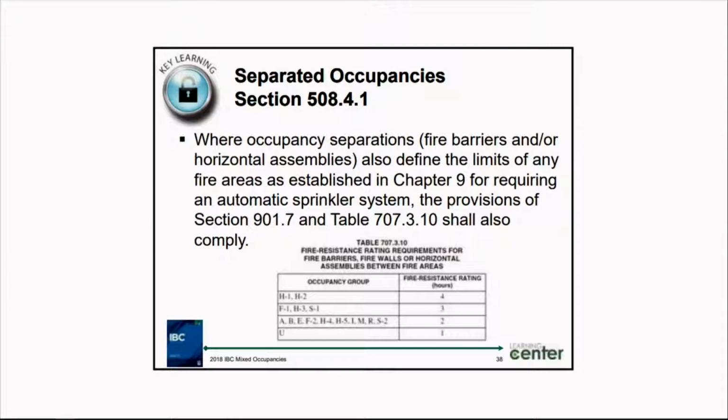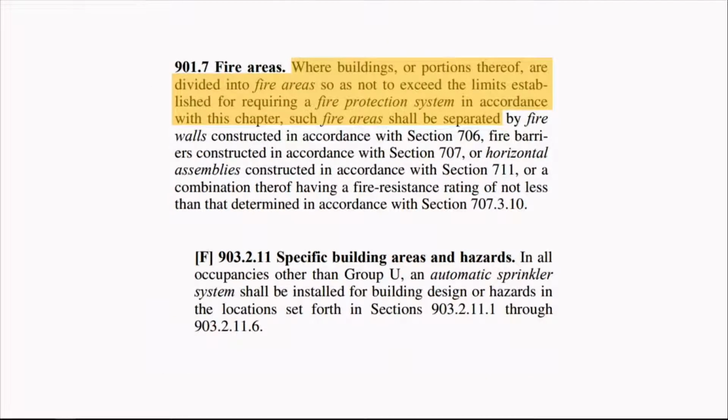It seems that this is a sort of separation that the reviewers are mandating. Our separations are not fire area separations. They're described later in Chapter 508. But I just want to dig into the fire area concept for a moment. 901.7, fire areas: where buildings or portions thereof are divided into fire areas so as not to exceed the limits established for requiring fire protection systems in accordance with this chapter, those fire areas shall be separated.